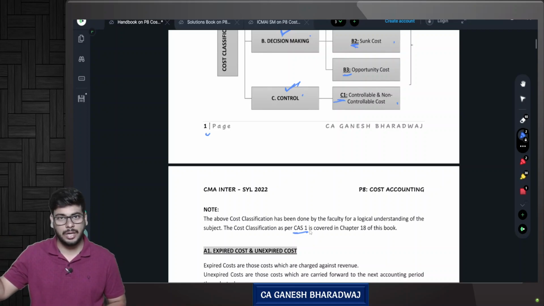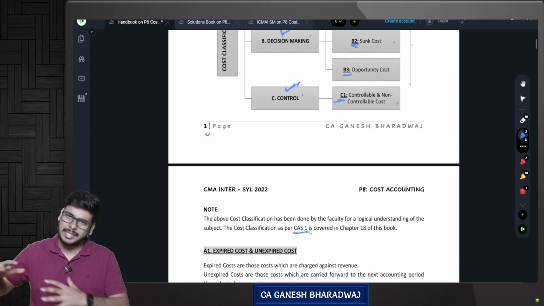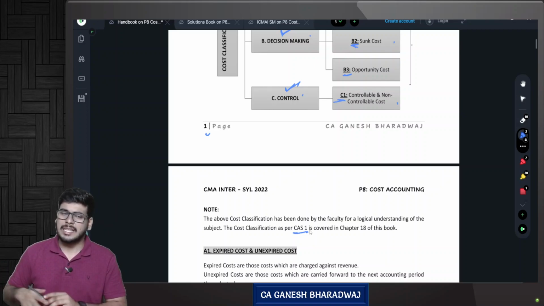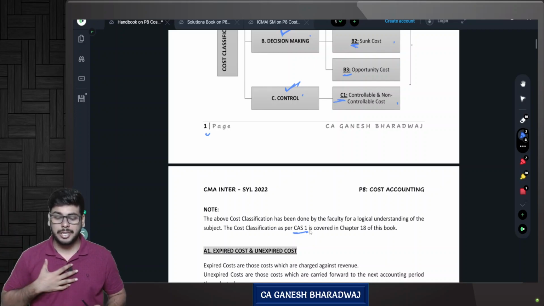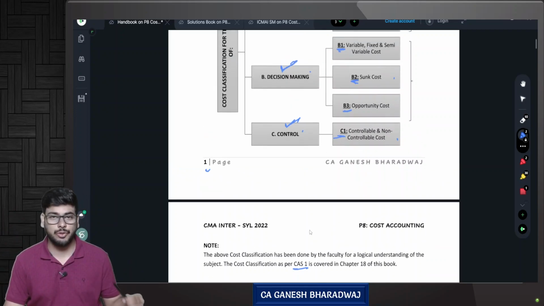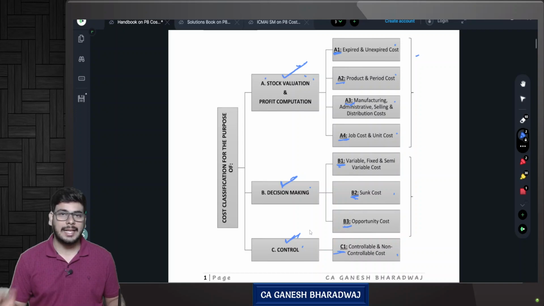As per CAS1, there is a cost classification that is slightly different. That is for the purpose of theoretically understanding. We will also study that. But right now, I am walking you through the subject practically, and this is the right way to learn the subject. Clear with this?